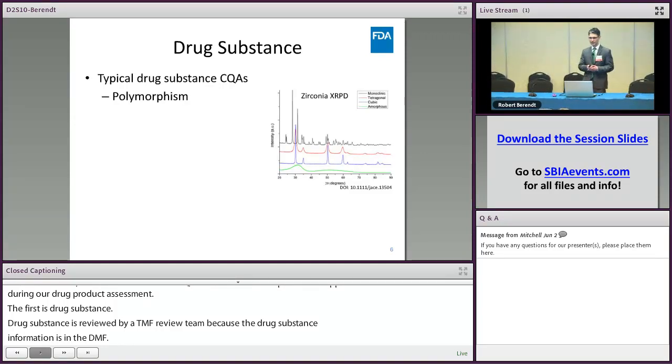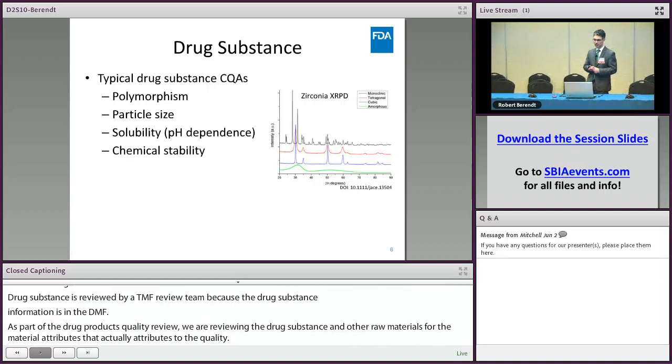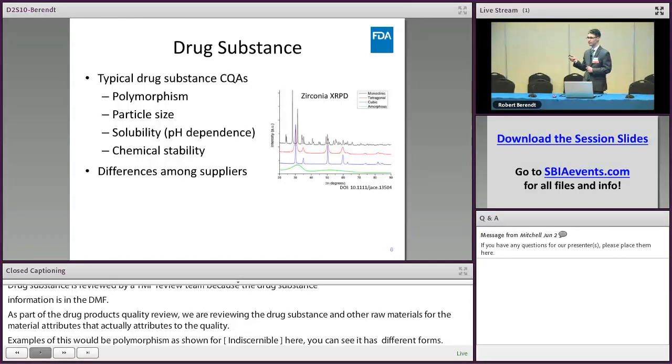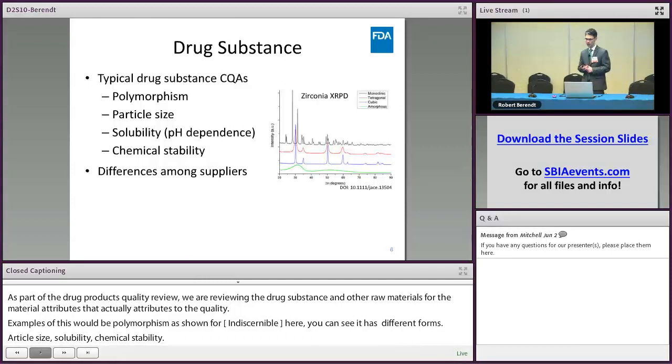So examples of this would be polymorphism. As shown for zirconia here, you can see it has different polymorphic forms. Particle size, solubility, chemical stability. It's important that you understand how these various material attributes actually play into the finished product quality of your product. And also, when you're qualifying your suppliers, make sure that you communicate your requirements for quality to those suppliers and that you have an understanding of what they can provide to you.